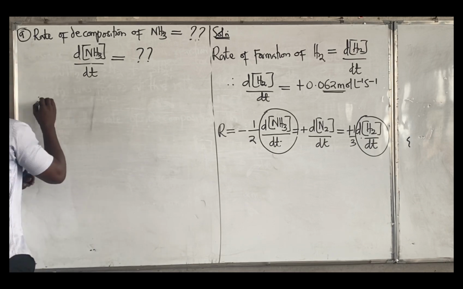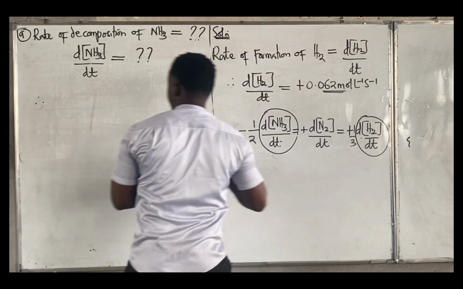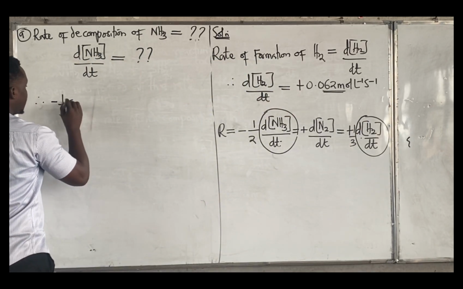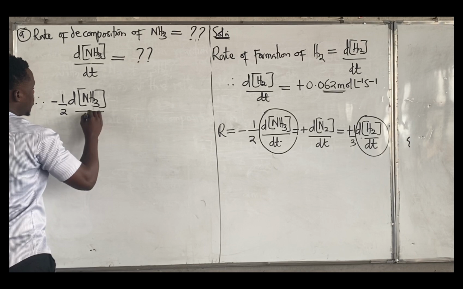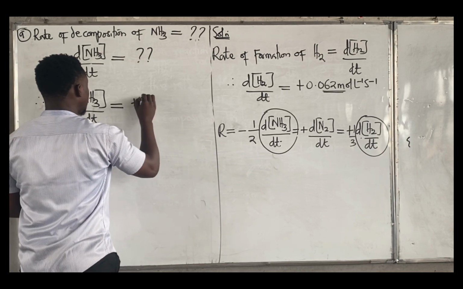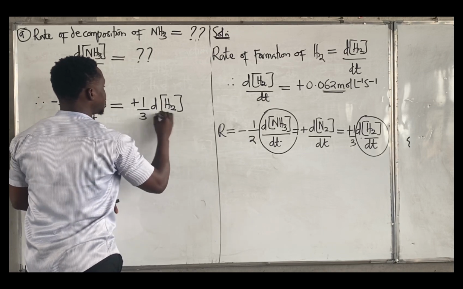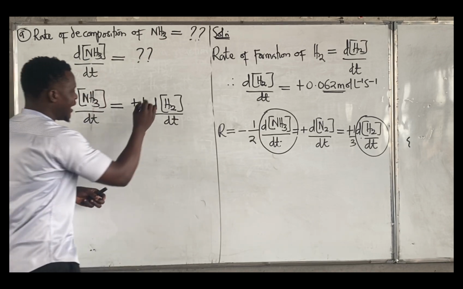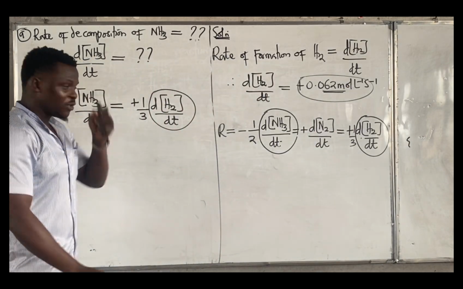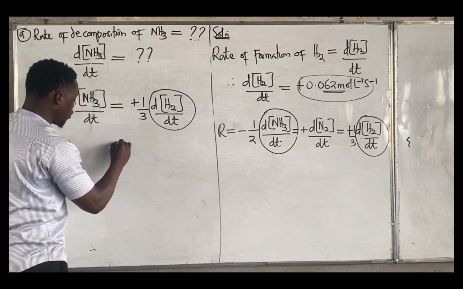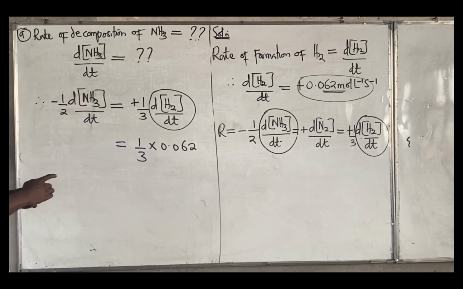So I'm going to rewrite this to incorporate ammonia and hydrogen. I'll say minus 1/2 change in ammonia equals plus 1/3 change in hydrogen. Do not forget that this has been given to us already to be equal to this, right? So anywhere I see that, I'll put this. So this becomes equal to 1/3 times 0.062. Please press your calculator for me.